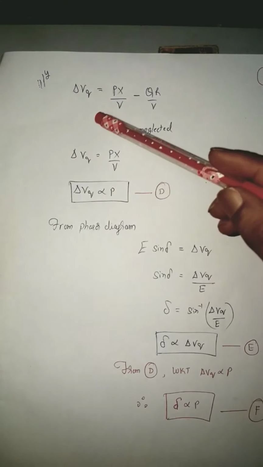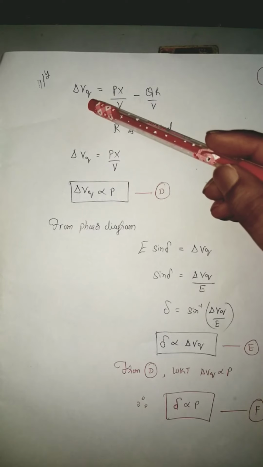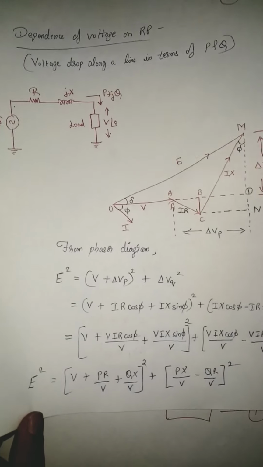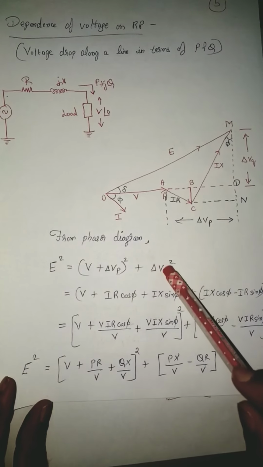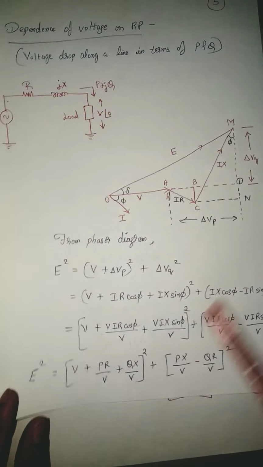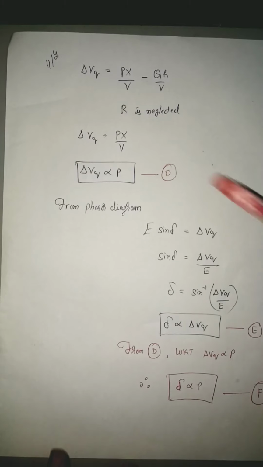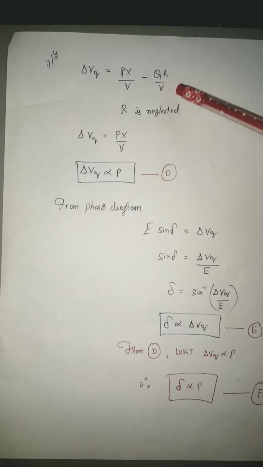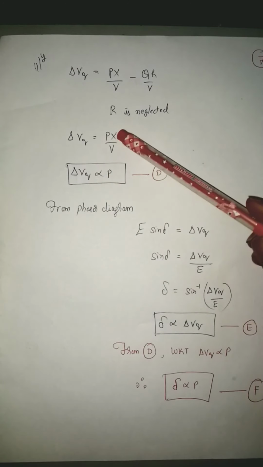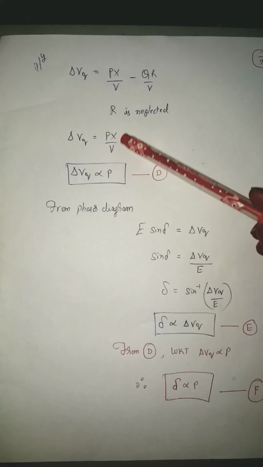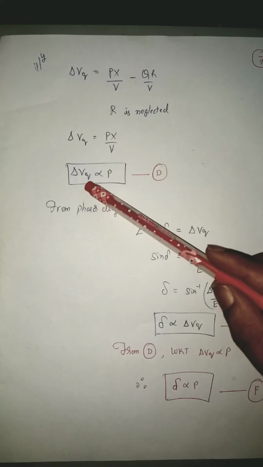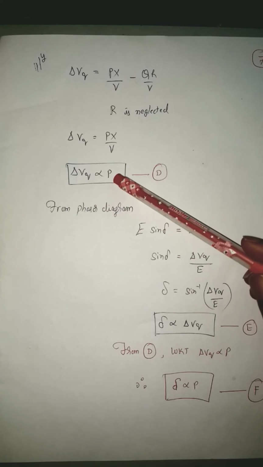Now let us take the other expression, delta VQ, which was already derived. If you go back to the first sheet, delta VQ was represented by Px by V minus QR by V. I'm taking the same expression again. So delta VQ is equal to Px by V minus QR by V. Again here also, resistance being small, it is neglected. So delta VQ is equal to Px by V. And X and V are constant. Basically voltage remains constant, and we assume that reactance is constant. So delta VQ is directly proportional to P, which is active power in the system.